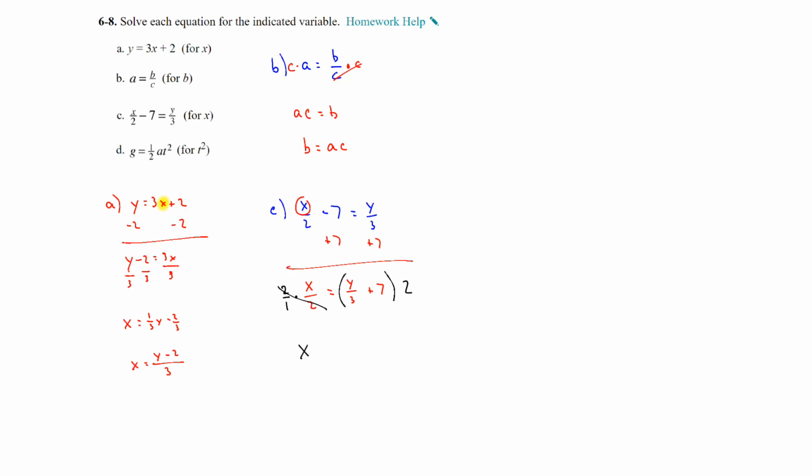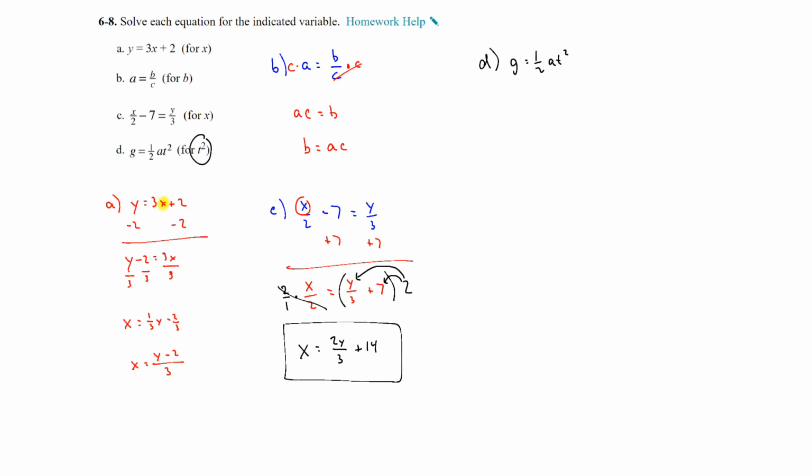So that'll leave us with x is equal to, I'm going to distribute the 2. So this would be 2y divided by 3. Taking this 2 and multiplying here. And then the 2 times the 7 would be 14. And that is it. So x is now solved for: 2y divided by 3 plus 14. And the last one, D, we have g is equal to 1/2 at squared. Now we're not solving for just t, we're solving for t squared. So we just want to get that by itself.